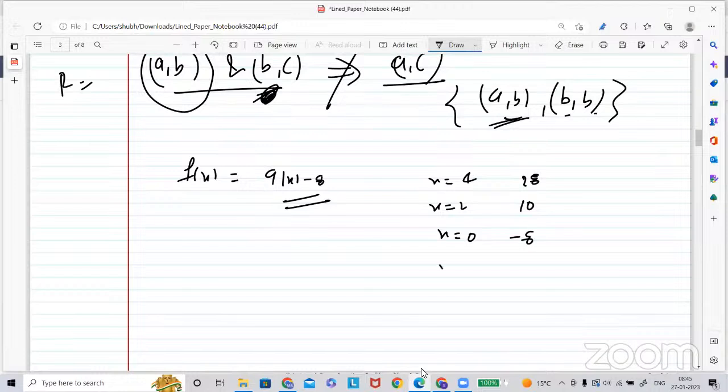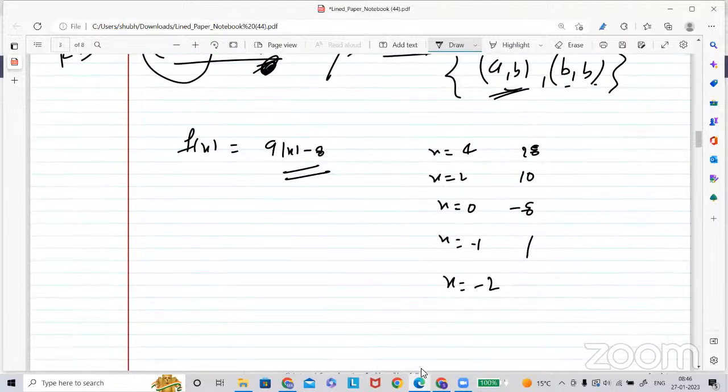If you substitute x is equal to minus 1, then what will you get? I get 1. Okay. We substitute x is equal to minus 2. Then again you will get 10. 18 is higher than 10. Okay. So is there something you are noticing? Because of this mod, there is no effect of positive and negative values of x.